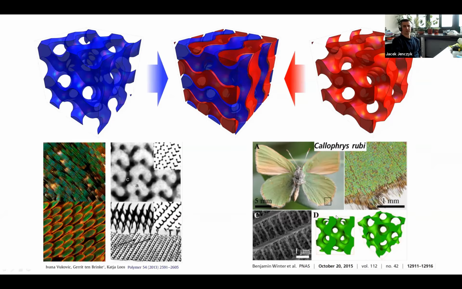And first of all, here you can say that, for example, the colors which you really observe are due to the structure itself. So that's the nice example where exactly the same structure can be spotted naturally.